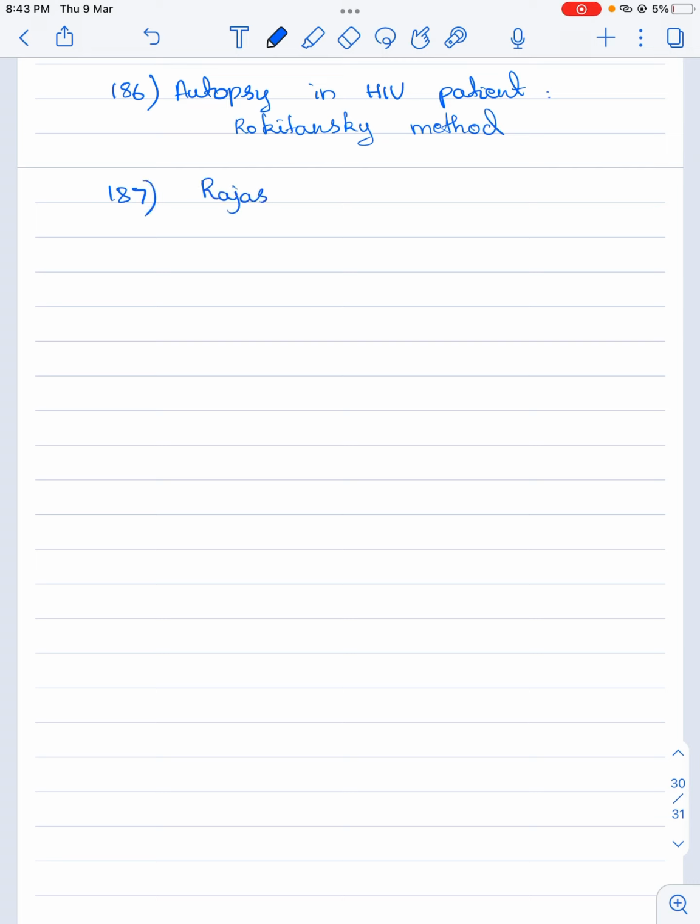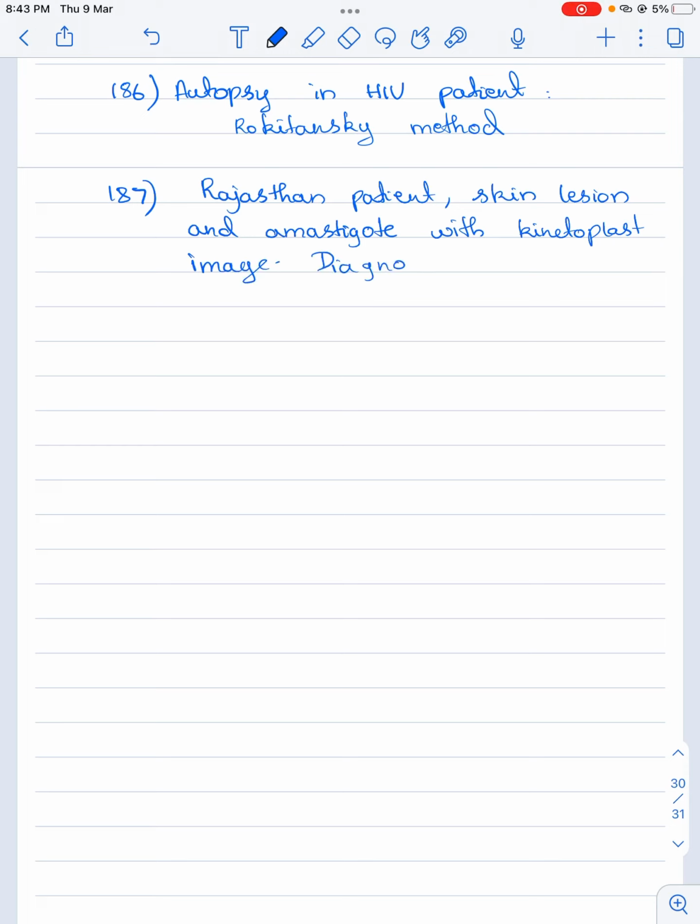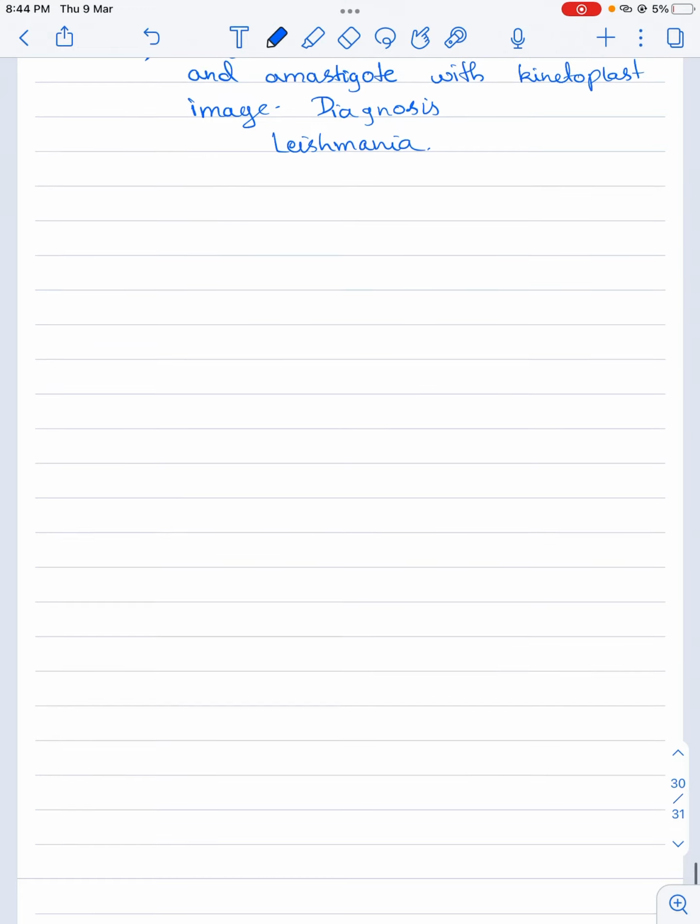It was mentioned in the question that it's a Rajasthani patient with skin lesions and an amastigote with kinetoplast. An image was given. So the diagnosis of this is leishmania. Next question.